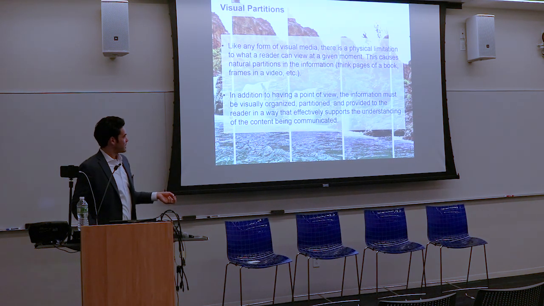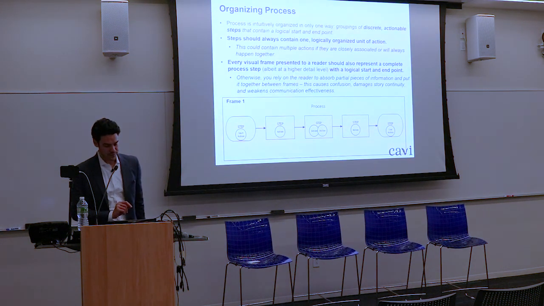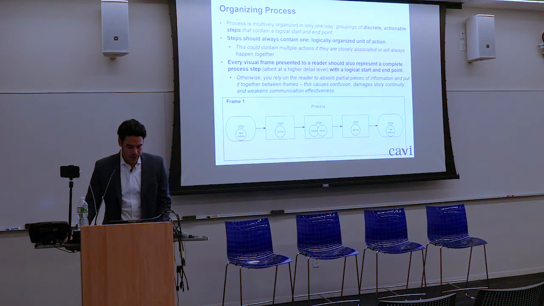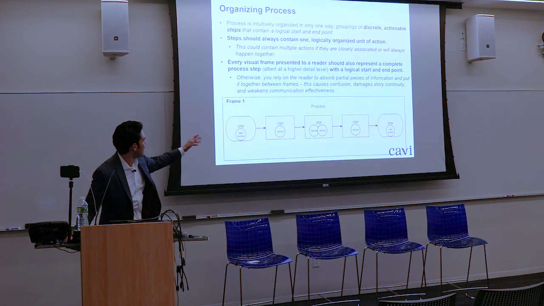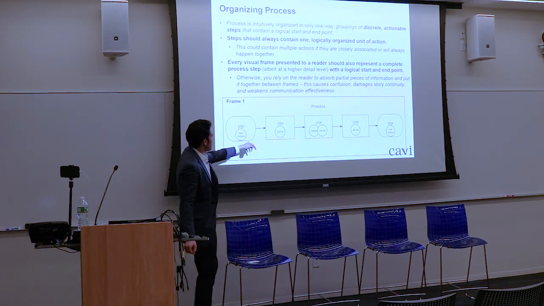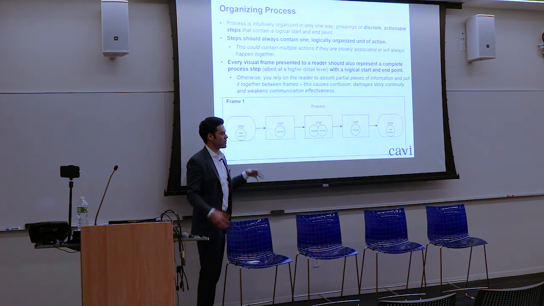So you can think of it again as like pages of a book or stills in a movie. Like we can only see a certain amount of things at a time, so we have to design to it. So how do we organize process information? Well, how do you organize boxes? You put lines around it automatically every day, which is, you've got one step. A step could have an action. Sometimes they have two actions if they're always going to be together. But you do this already.